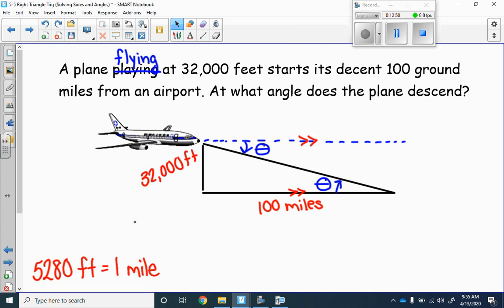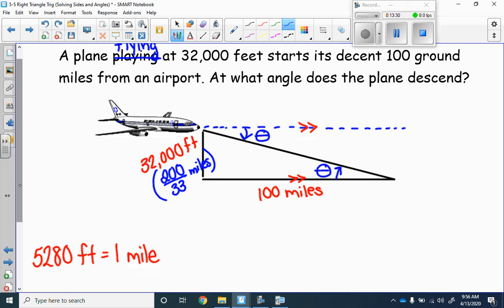So I'm going to go ahead and convert the feet into miles. We'll do that. So if we take 32,000 and divide that by 5,280, I'm going to want to keep this as a fraction. You want to keep it as an exact answer here. I would get 200 over 33 miles. So I'm getting about 6.06 miles, is what it's roughly turning out to be, but I want to keep it as an exact value here.